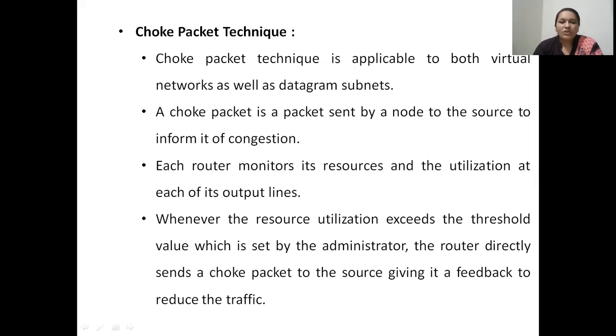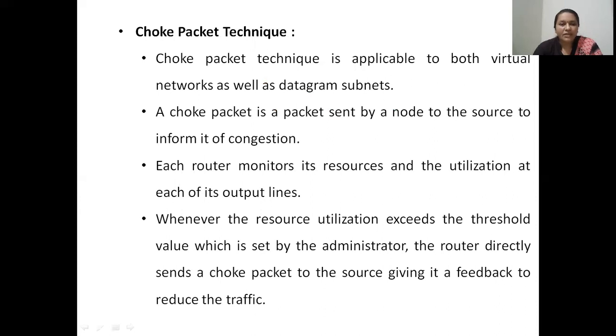Each router also monitors its resources and utilization of each of its output lines. Whenever resource utilization exceeds the threshold value, which is preset by the administrator, even the router can send a choke packet to the source, giving it feedback that it has to reduce the traffic in order to avoid the congestion, in order to overcome the congestion which is happening. So choke packet is one such technique, which is a special packet sent back to the source whenever congestion happens. So all this is done when a congestion would have happened.